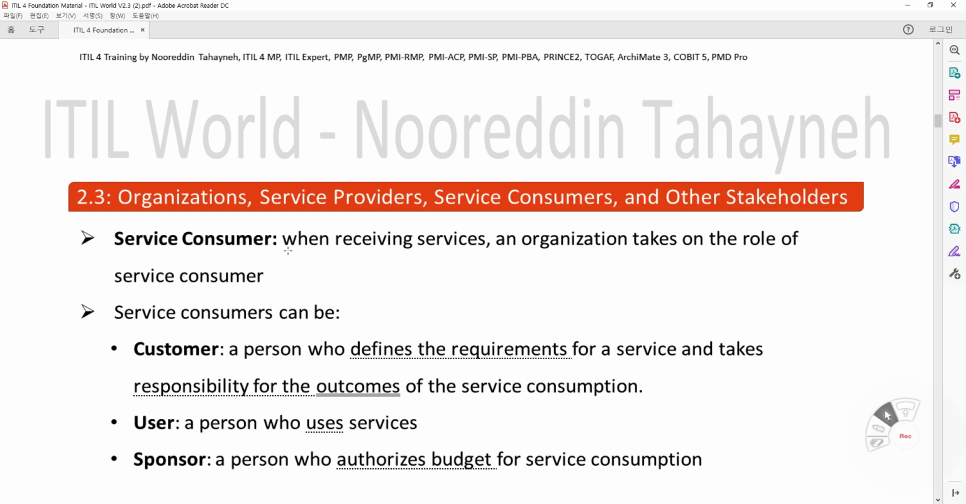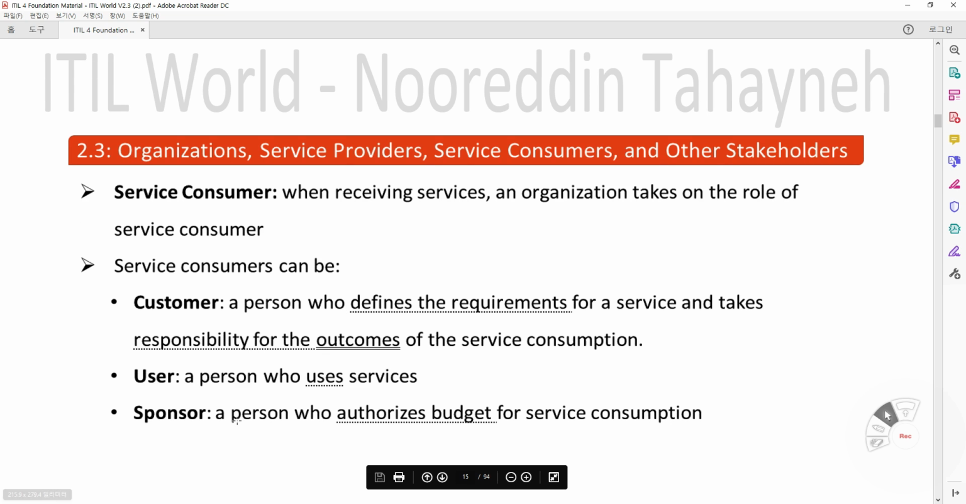Service consumer. When receiving services, an organization takes on the role of service consumer. Service consumers can be customer, a person who defines the requirement for the service and takes responsibility for the outcomes of the service consumption. User, a person who uses services. Sponsor, a person who authorizes budget for service consumption.